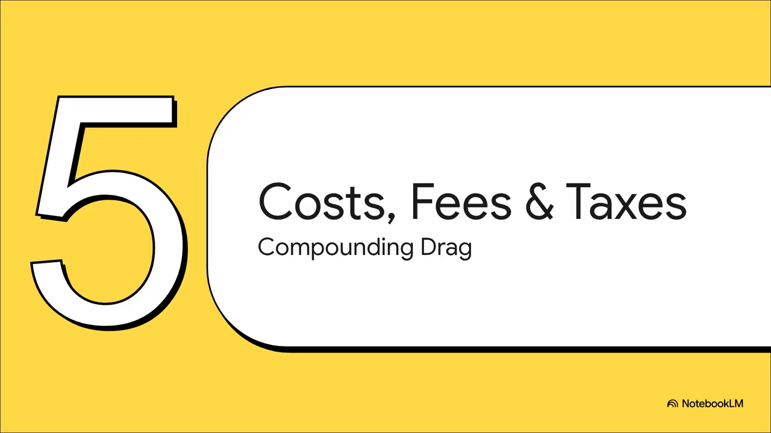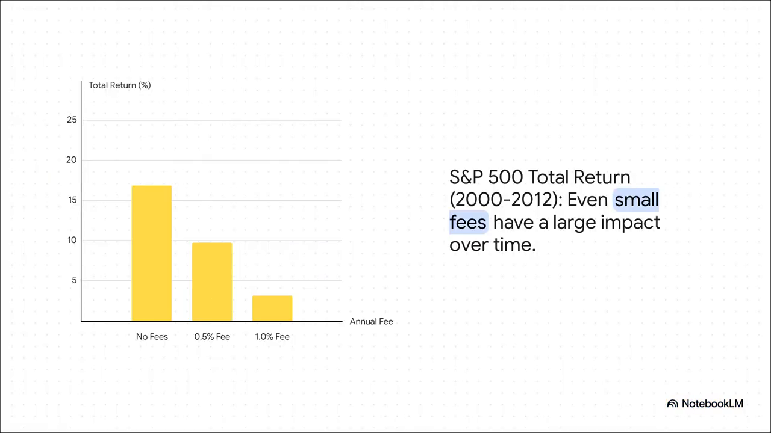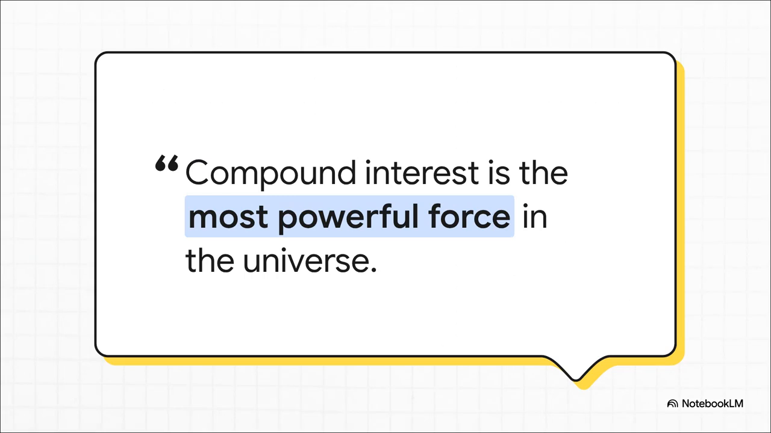Finally, we must account for the explicit costs of investing. Fees and taxes can materially impact your net returns over time, creating a compounding drag on performance. The compounding effect of fees is substantial. Let's return to our S&P 500 example. A seemingly small 1% annual fee would have erased over 80% of the total return in this scenario, slashing it from nearly 17% down to just over 3%. This powerful force of compounding works in reverse with fees. It creates a compounding drag that systematically diminishes your wealth year after year.